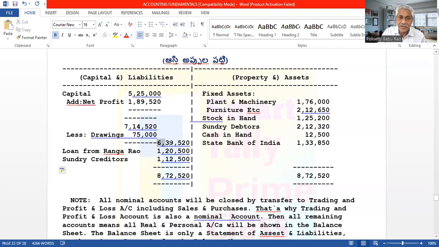The net amount of capital we will show in the outer column. This is the net amount of capital. Last year, it was 5,25,000. This is increased to 6,39,520 because of the profit.